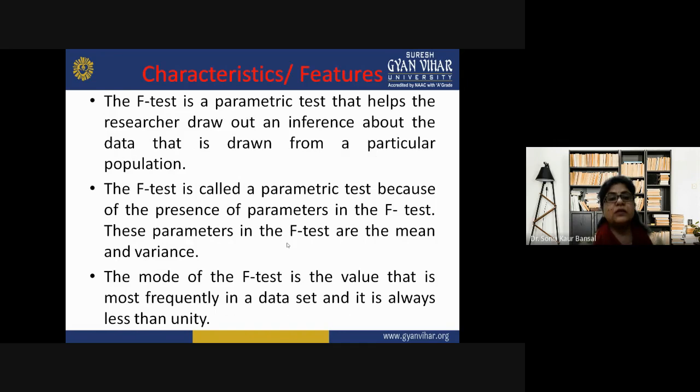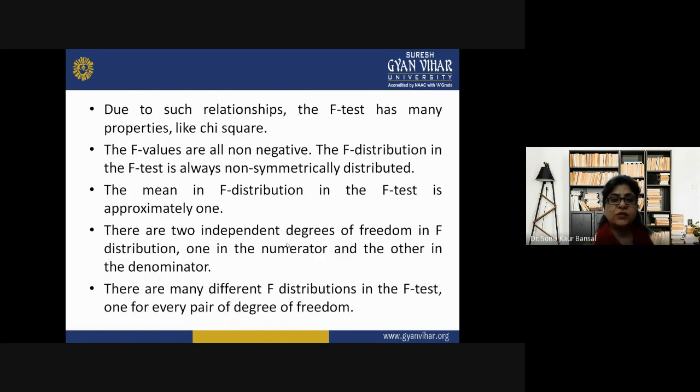And this is something that you must remember, that such a relationship is established. So the properties of the F-test are like chi-square. Number one, the F values are all non-negative. Number two, the F distribution is always non-symmetrically distributed. And the mean in the F distribution is approximately 1. Just remember the value, it is 1. So there are two independent degrees of freedom in the F distribution, one in the numerator and the other in the denominator.